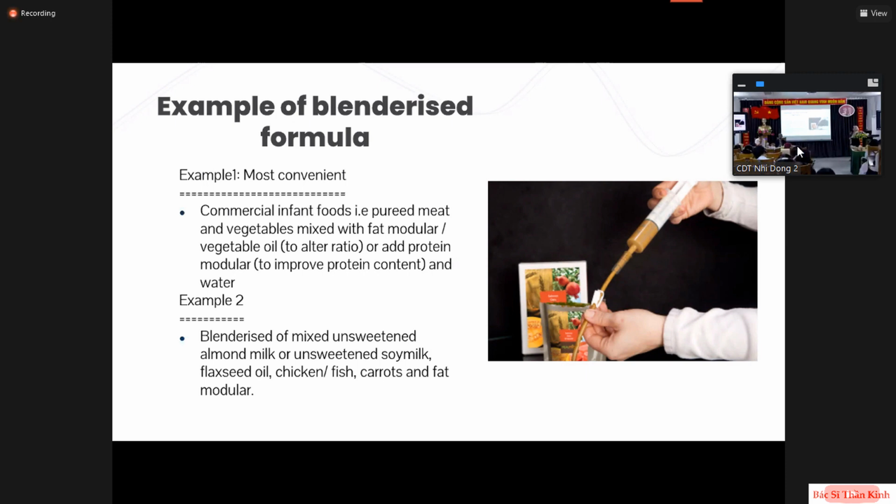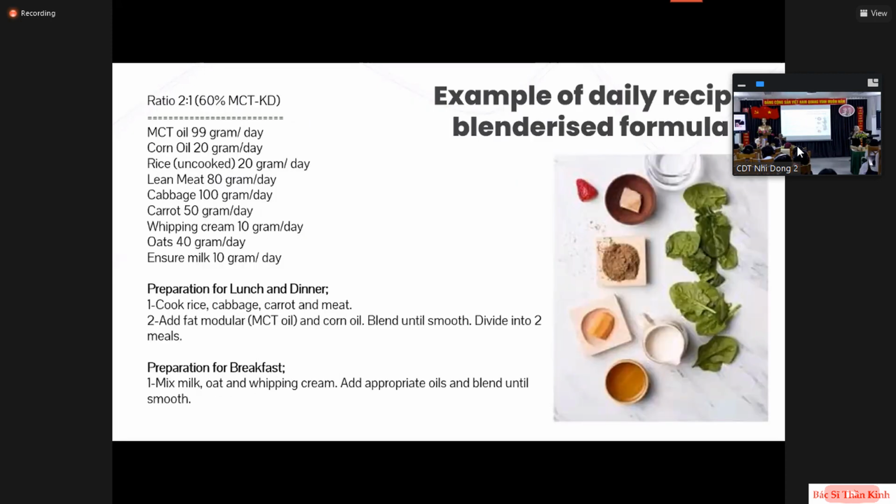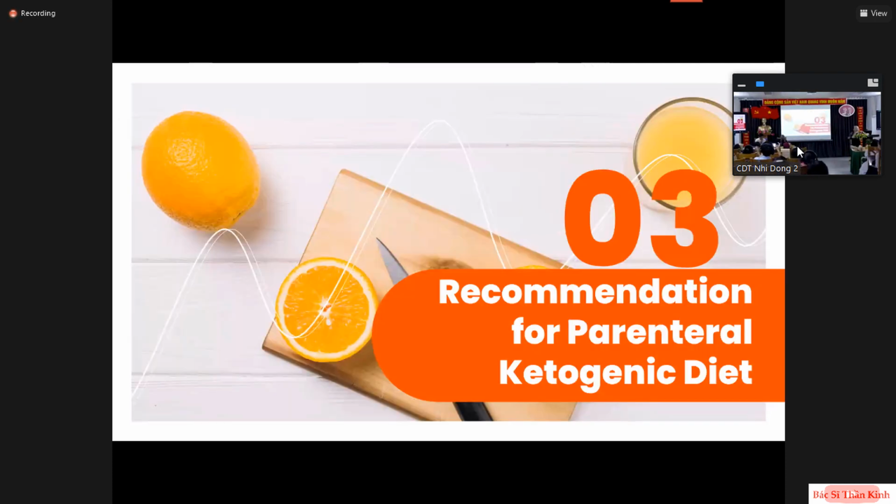Okay, the second example, you can blend unsweetened almond milk or unsweetened soy milk plus flaxseed oil plus chicken or fish, carrot, and add fat modular. This must be added in the formula. Okay, these are the examples of daily recipe blenderized formula. This one is a real example from my patient. I give this daily requirement with the measurement, and this is the suggestion for lunch and dinner, and this is the suggestion for the breakfast.